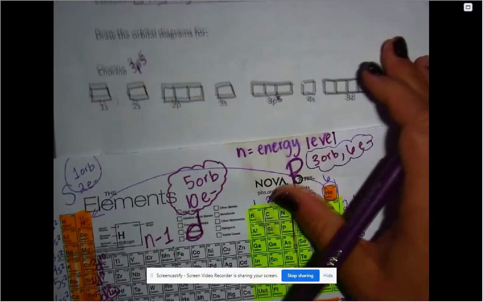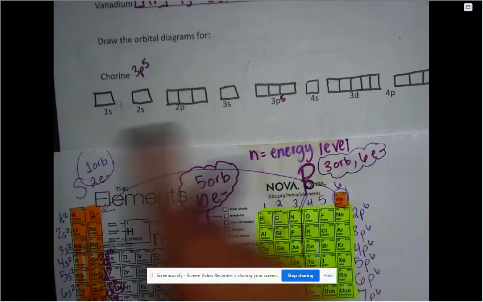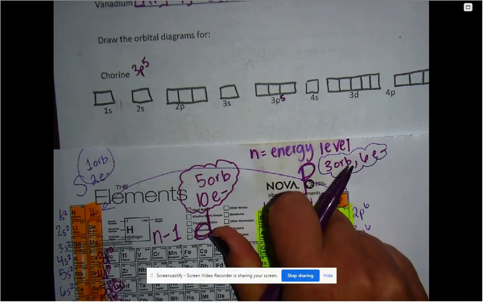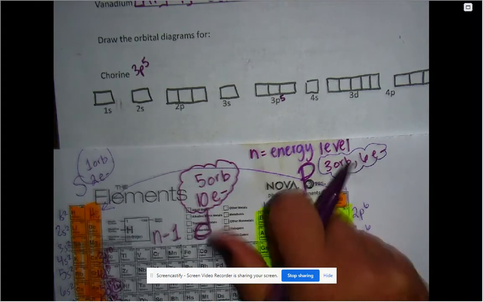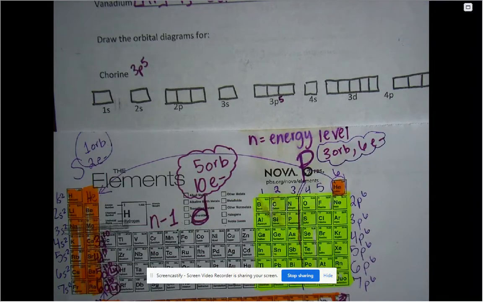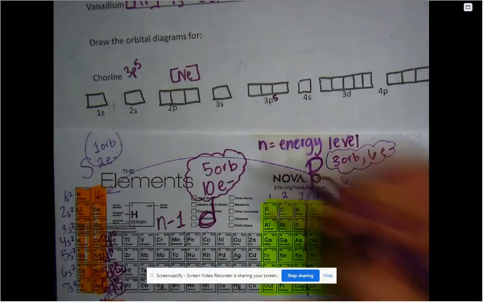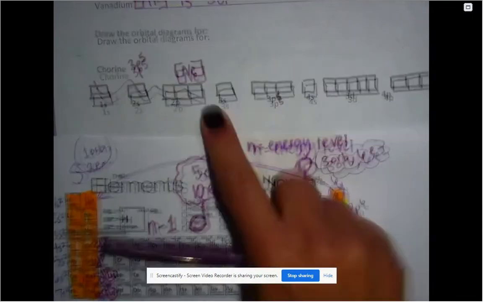Okay, so 3p5 is where we're going to end, which means all of these are full. So could we technically do noble gas notation for this? Yeah, who would we use? Neon, right? And that would get us through. So if you want, let's just save us some time. Put neon in brackets right there. We'll go like this. That way we'll save time.